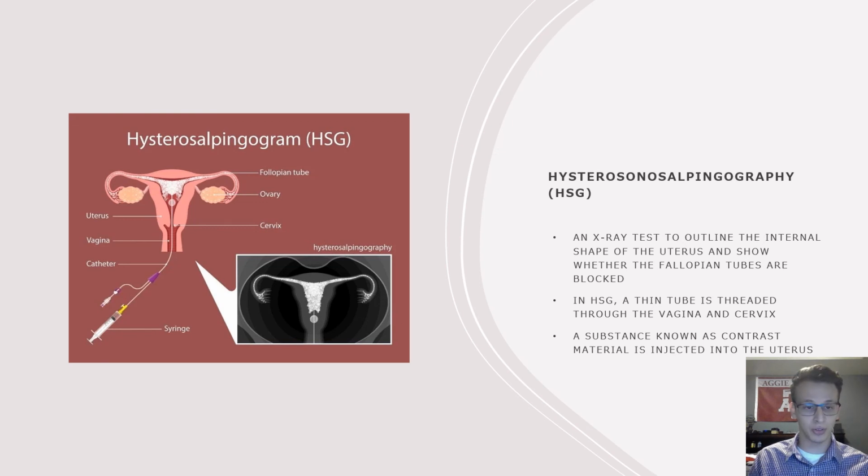And then here in the picture you can see the syringe inserting into the vagina, into the cervix, to show on the screen how the fallopian tube should look and if any abnormalities or obstructions are occurring in that area. So this was my presentation for chapter 34.